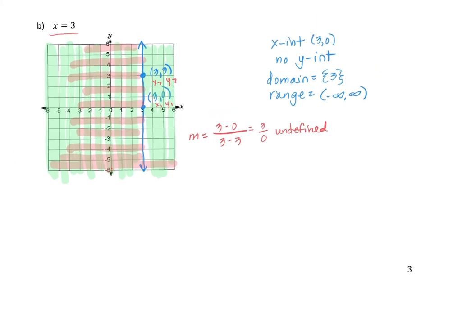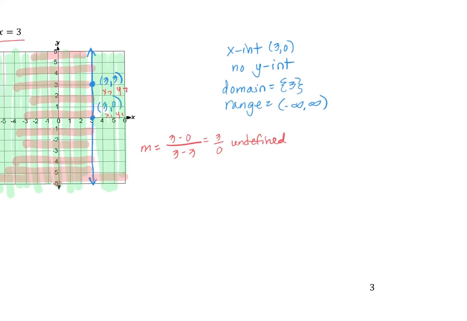So I knew my slope would be undefined because that's what it told me in the definition of the vertical line, but I've just verified it by actually using the slope formula. Now if I were to write m equal to undefined, that would make no sense because you can't equal undefined. So we don't write it that way. What we say is the slope m is undefined.